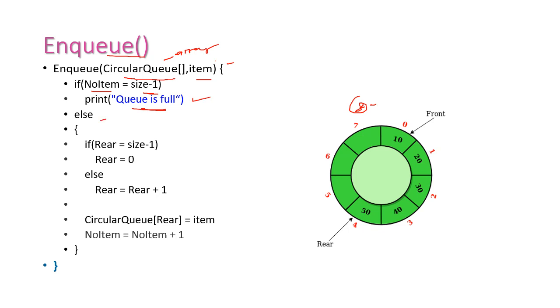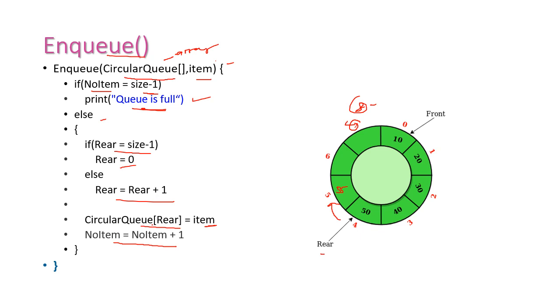then we need to print the queue is full. Else, if rear equal to size minus 1, rear reached here, then rear will be reset. That is rear equal to 0. Otherwise, rear equal to rear plus 1. Rear will be incremented here. Okay. Circular queue array of rear, in this place we need to insert the new item.